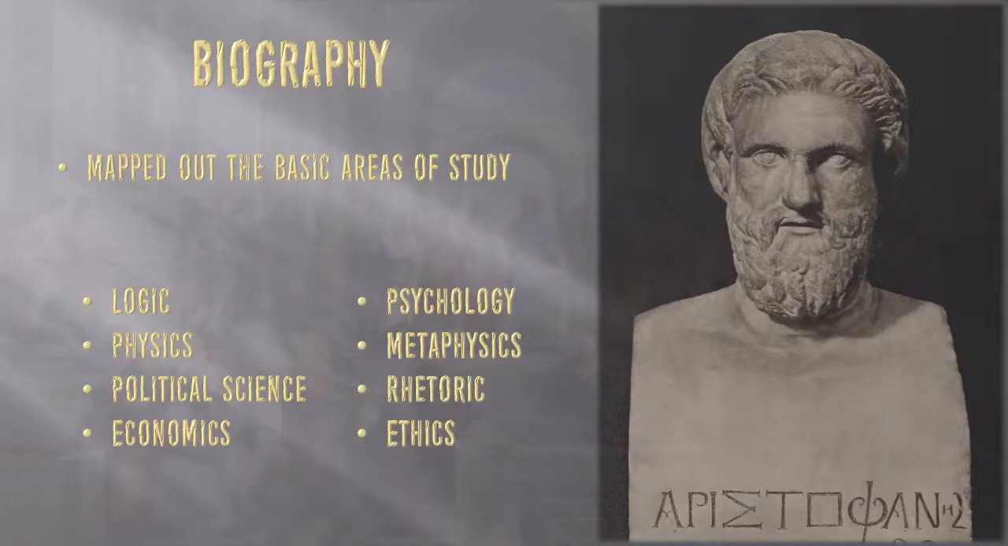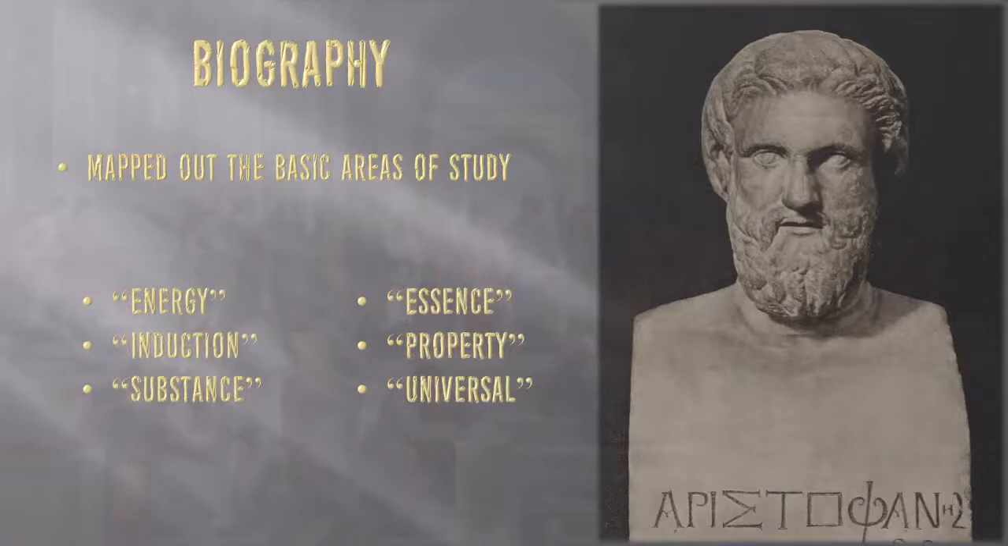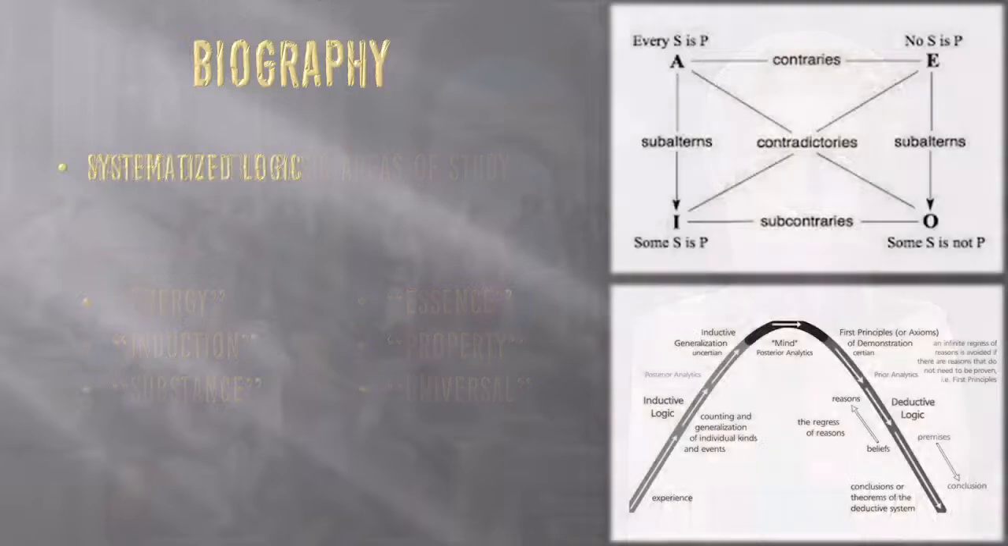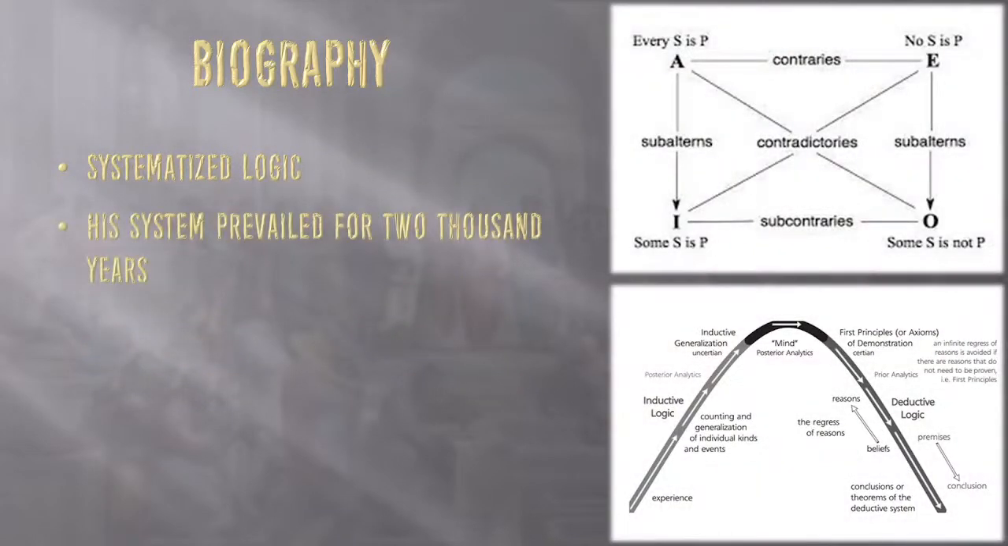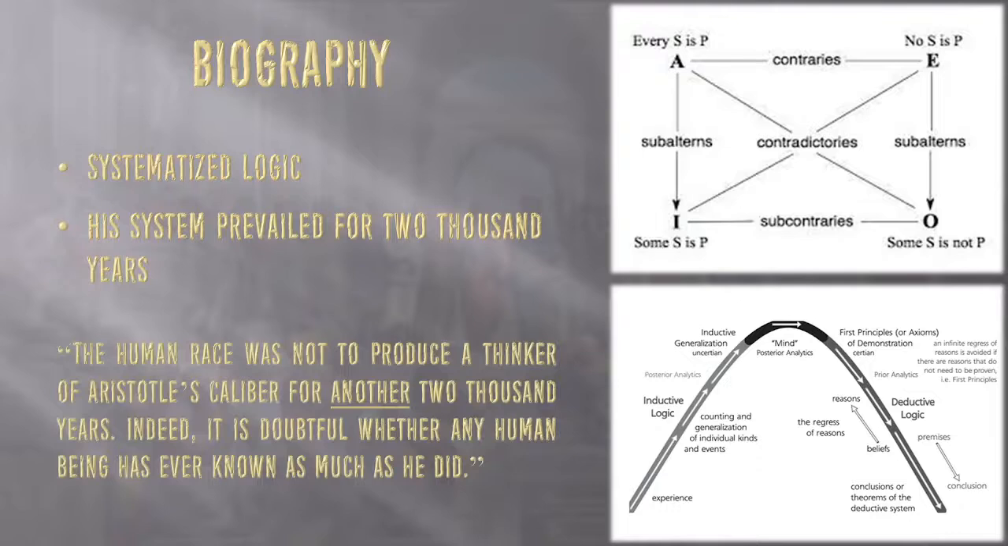More, he invented the technical terms, the oftentimes very central technical terms in those fields of study that have been used ever since. Some of which include energy and substance, induction in the case of logic, or property in the case of metaphysics, and universal and essence also. On top of all this, Aristotle systematized logic, and his system of logic prevailed for nearly 2,000 years. As McGee notes, the human race was not to produce a thinker of Aristotle's caliber for another 2,000 years. Indeed, it is doubtful whether any human being has ever known as much as he did.